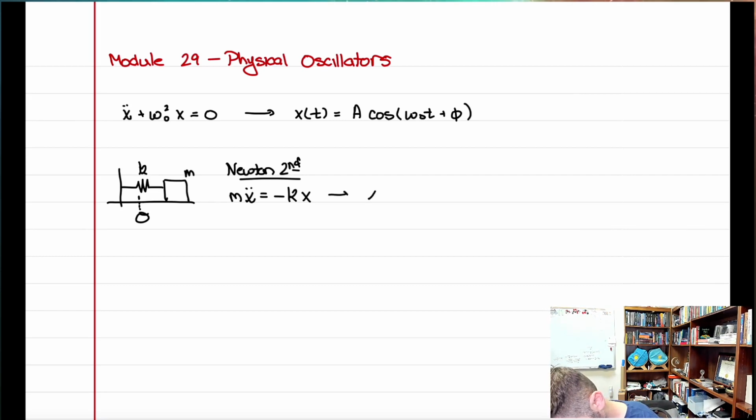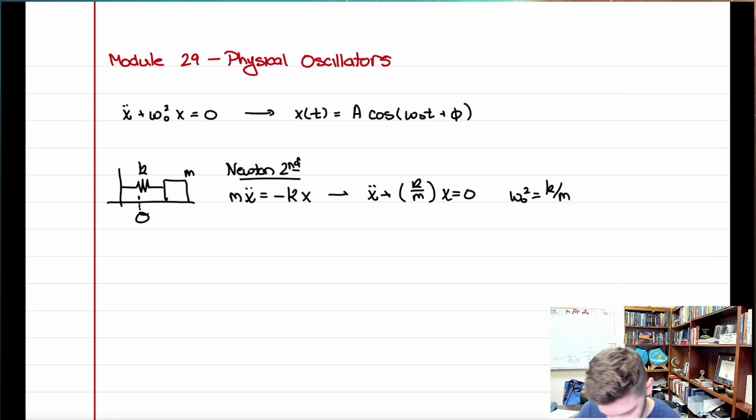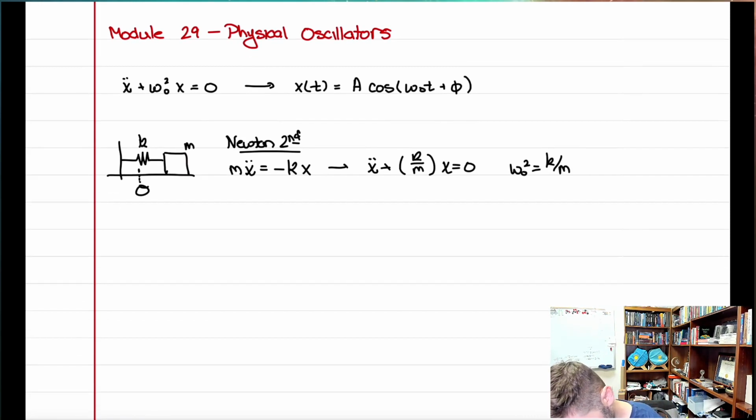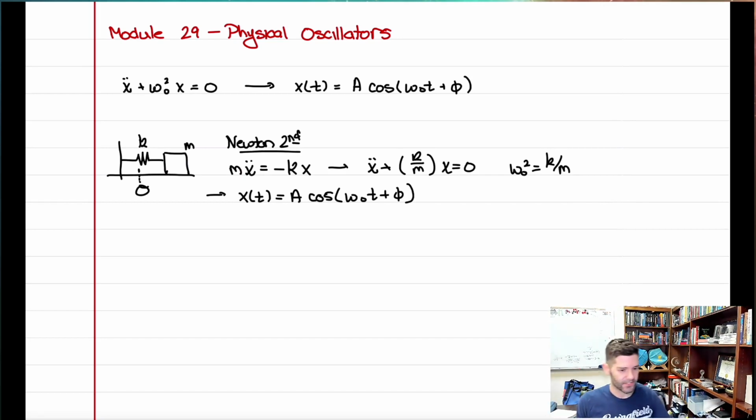which we said is the same thing as x double dot plus k over m times x equals 0. That indeed looks like the simple harmonic motion equation. We say omega naught squared is k over m. And I know then that the solution better look like A cosine of omega naught t plus some phi, and based on my initial conditions, I can figure out A and phi.